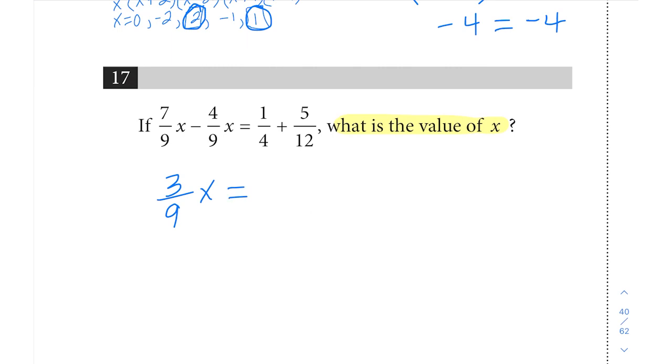And then equals, here I would want to try to get a common denominator. And the least common denominator is going to be 12 on that right side. So between 4 and 12, I can multiply this first fraction, I can multiply the top and the bottom times 3. And that would give me 3 over 12. So 1/4 is equivalent to 3/12. And then we can add those fractions together.